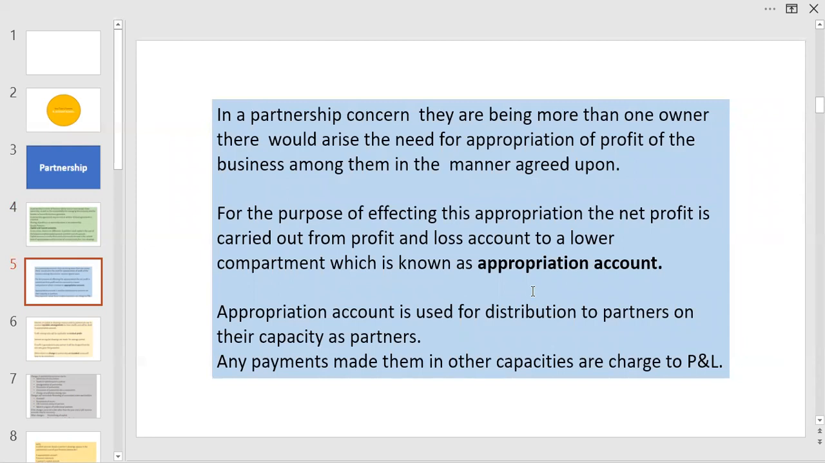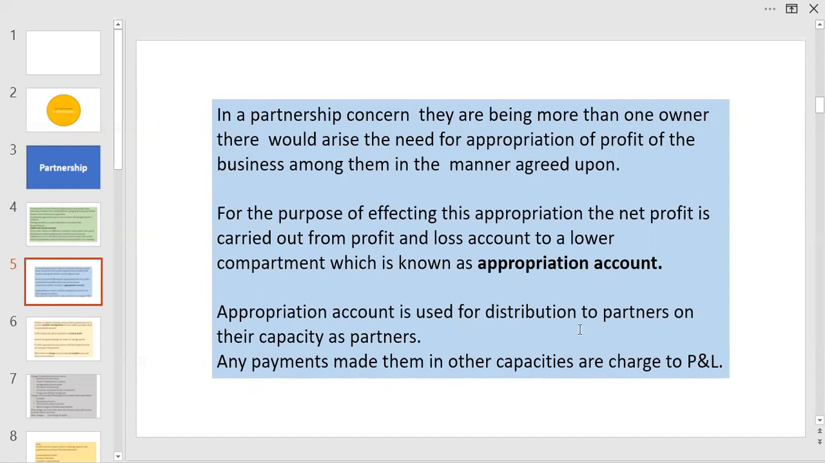For example, if a partner has let his personal property on rent, the rent paid to him will not come into the appropriation account because he has done so in the capacity of a landlord. Therefore, the rent will be charged to the profit and loss account.